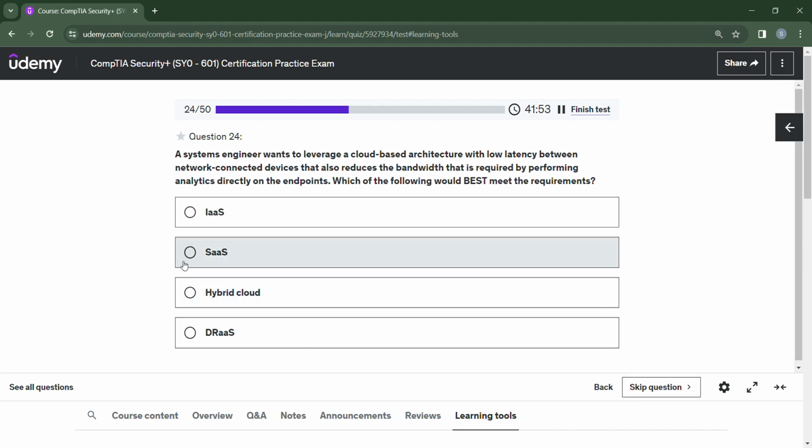Systems engineer wants to leverage a cloud-based architecture with low latency between network-connected devices that also reduces the bandwidth that is required by performing analytics directly on the endpoints. Which of the following would best meet the requirements? Okay, so cloud-based architecture with low latency between network reduces bandwidth that is required by performing analytics directly on the endpoints.